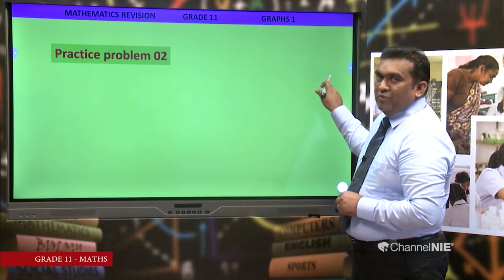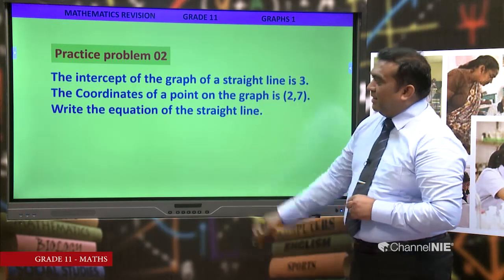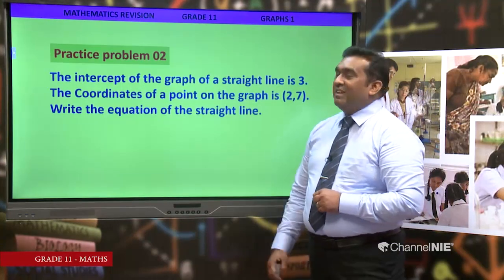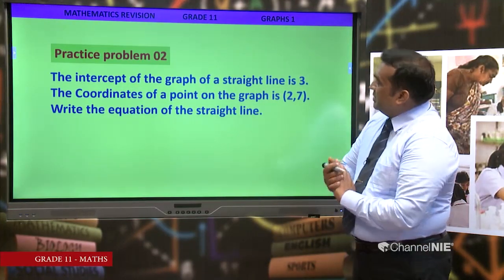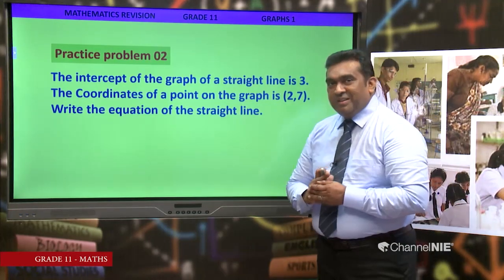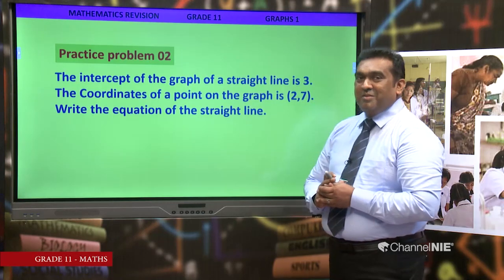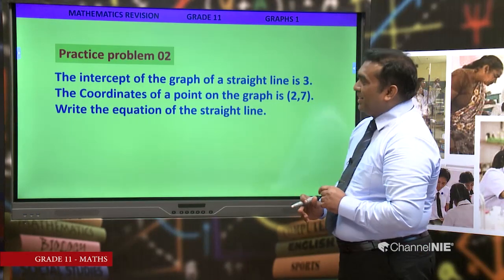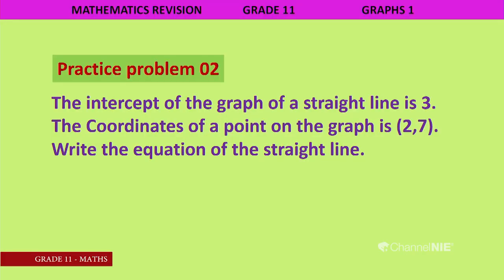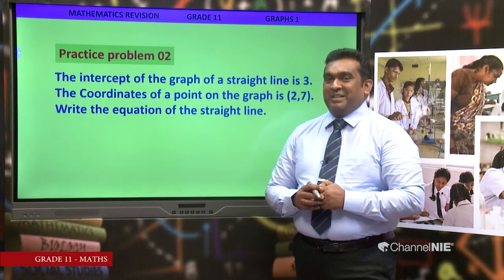Second question, second one. Yes, my dear children, now you can see another problem. Is there any difference with the first question? You see the intercept of the graph of a straight line is 3. The coordinate of a point on the graph is 2, 7. Write the equation of the straight line. In last example, we considered 2 points here, intercept, right? Intercept. Okay.